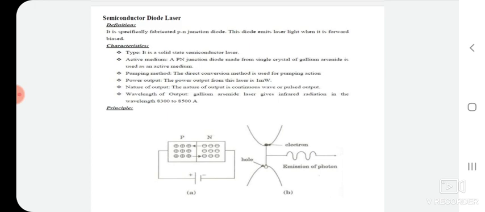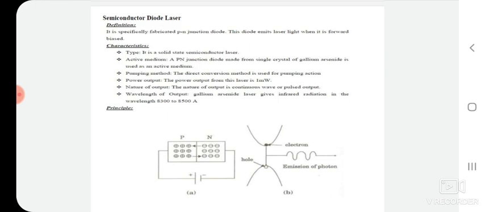First of all, what is a semiconductor diode laser? Actually, it is a specifically fabricated PN junction diode. This diode emits laser light when it is forward biased. When it is forward biased, that semiconductor diode is called a semiconductor diode laser.